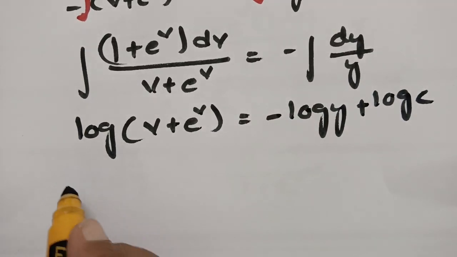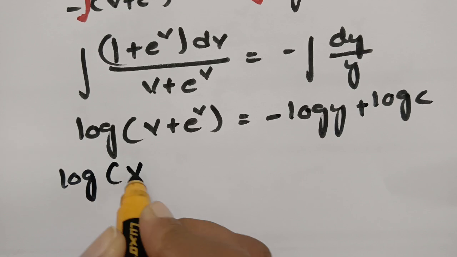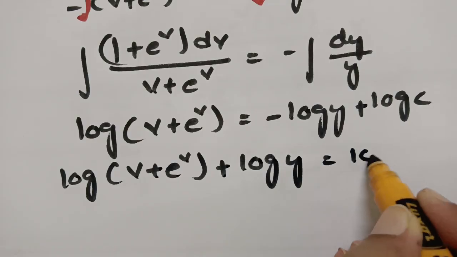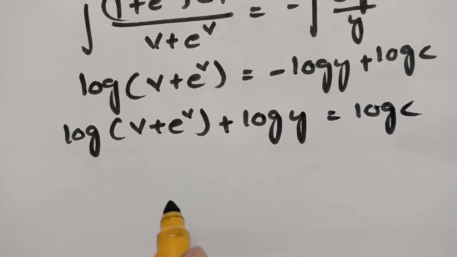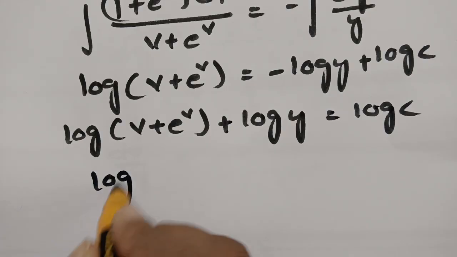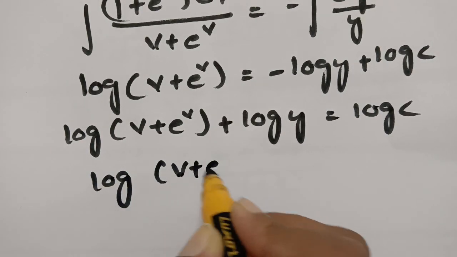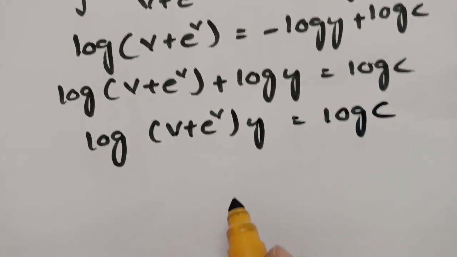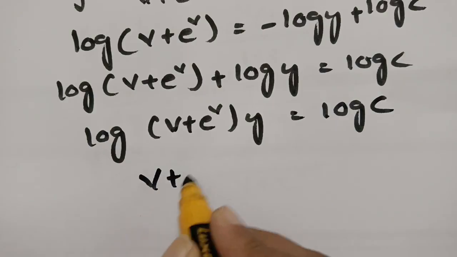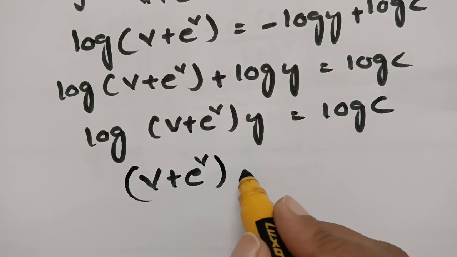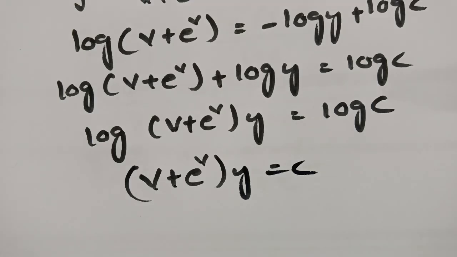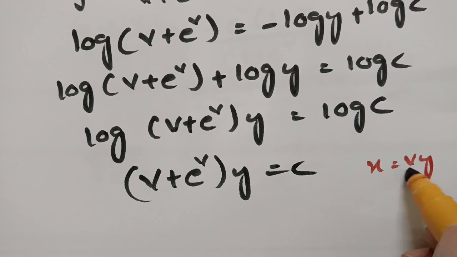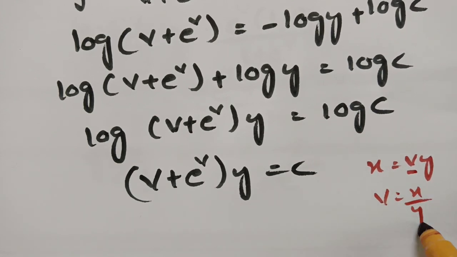If I send it inside, this will be log of v plus e power v plus log y, which is equal to log c. Log a plus log b is log a into b, that is v plus e power v into y is equal to log c. If I cancel log on both sides, this will be v plus e power v into y is equal to c. Here we made a substitution, that is x is equal to vy, and what is our v here? So v will be x by y.